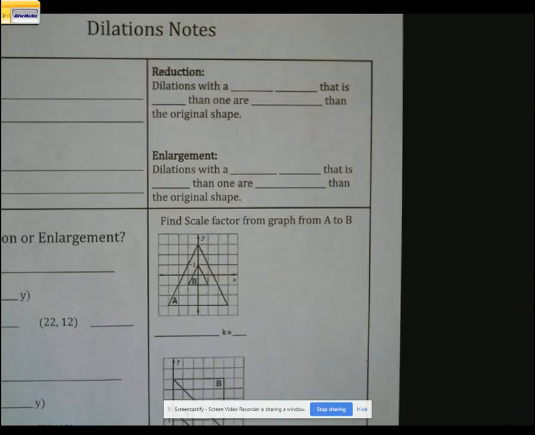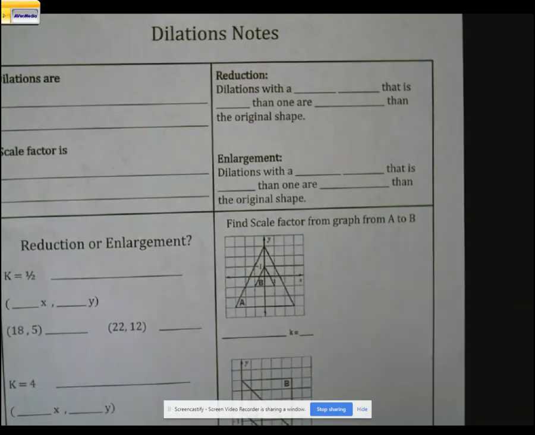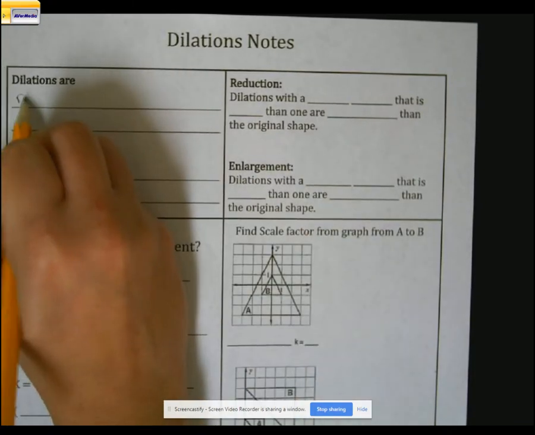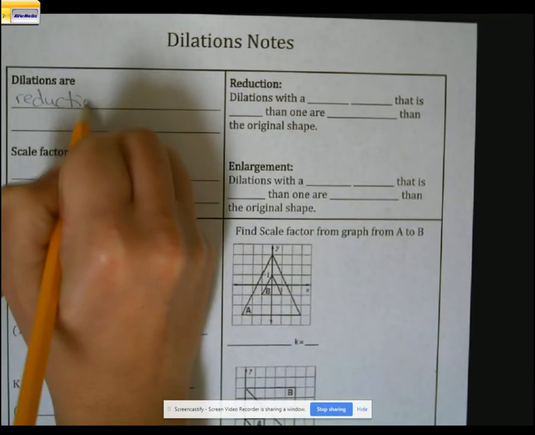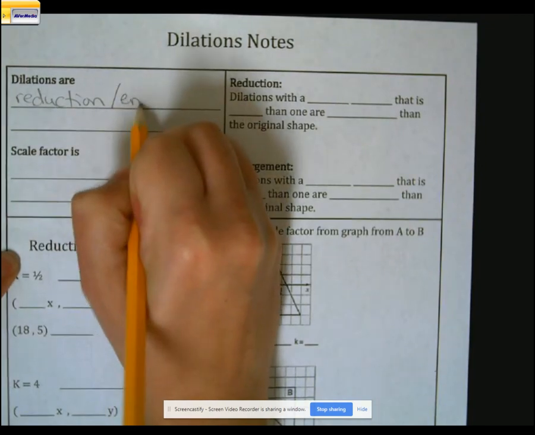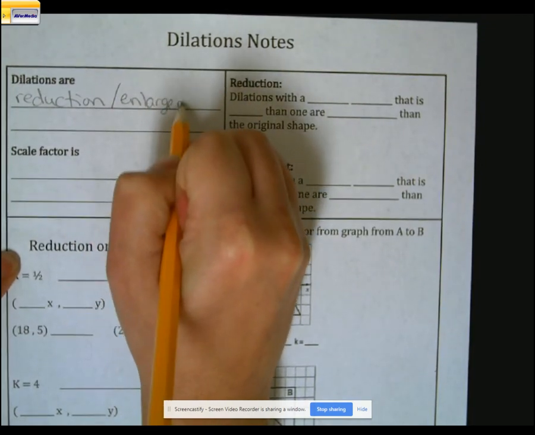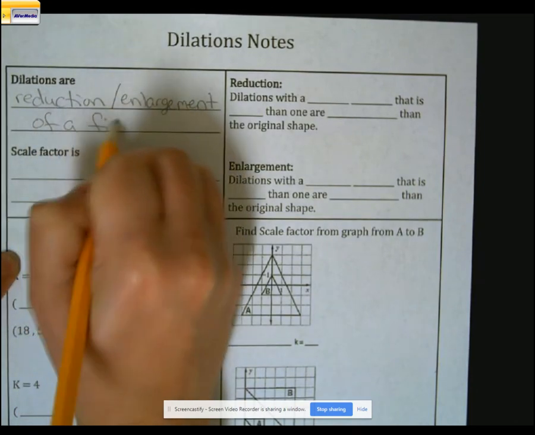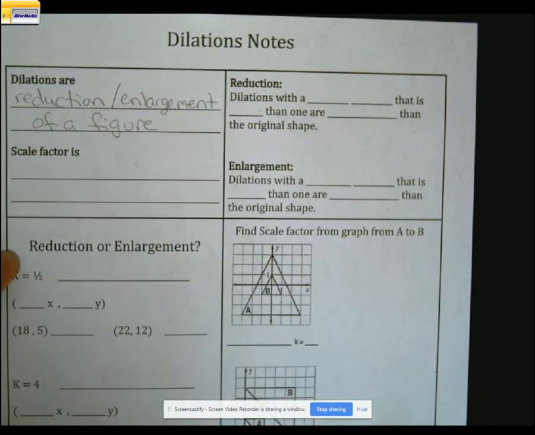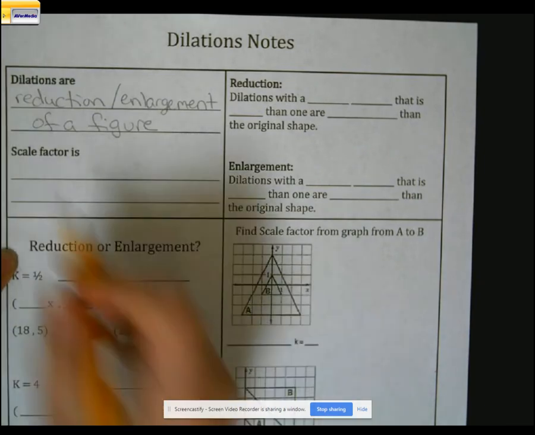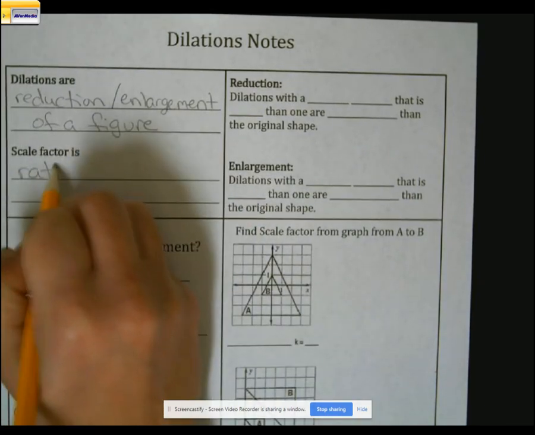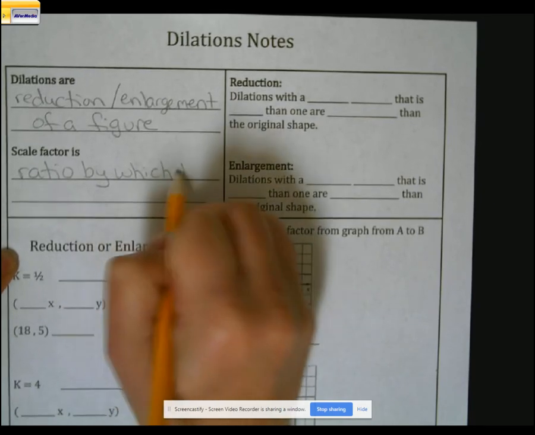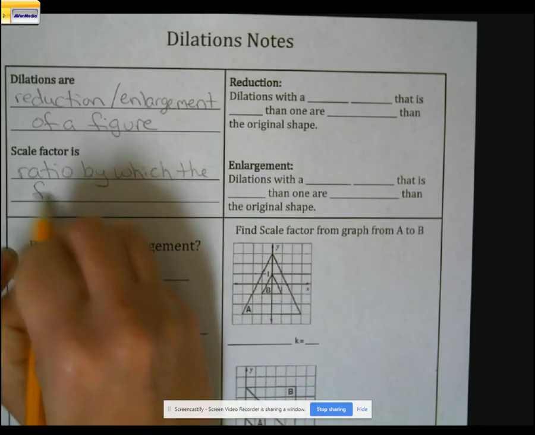Okay, in this video we're going to be looking at dilations. Dilations basically are just a reduction or an enlargement of a figure. The scale factor is the ratio by which the figure changes.